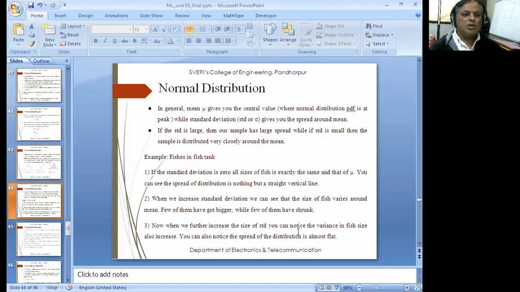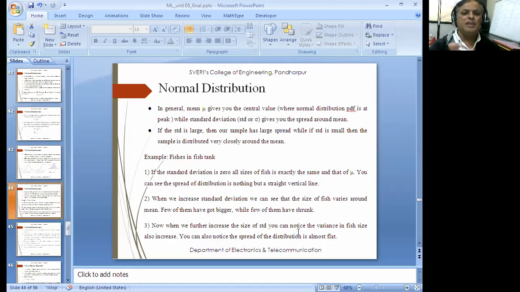In normal distribution, mean mu gives you the central value, while standard deviation sigma gives you the spread around the mean. So why, when we calculate mean or standard deviation on a particular data, what we achieve is very important. Just applying mean or any statistical parameter on your data is not enough, why we should apply it is very much important.